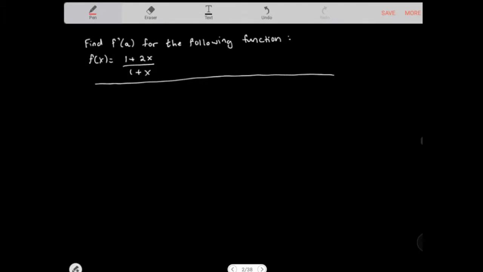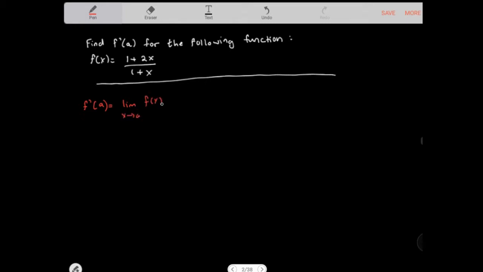Alright, so we want to find f prime of a for the following function. f of x is equal to (1 plus 2x) over (1 plus x). And to do this, I'm going to be using Archimedes' quotient. So once again, Archimedes' quotient: f prime of a is equal to the limit as x approaches a of (f of x minus f of a) over (x minus a).